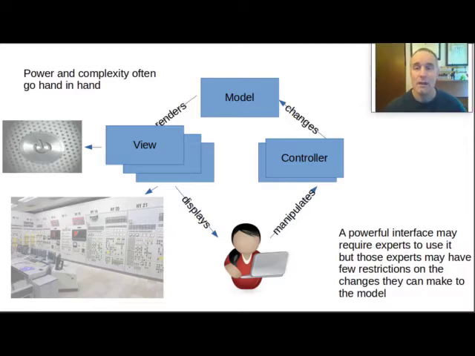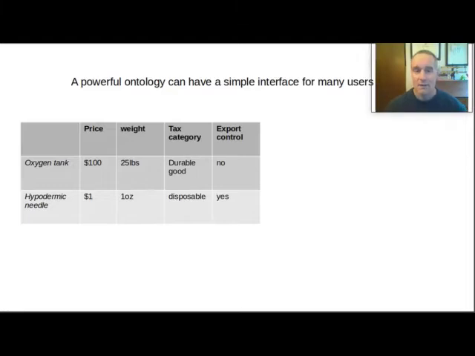You want the different users in their different contexts to have a degree of power and complexity that's commensurate with the objectives that they have, or that you want them to have as the designer of the software. So how does this apply to software? How does it apply to ontology? We've looked at it generally in software. So a powerful ontology can have a very simple interface. It can have a very simple view while maintaining the same model.